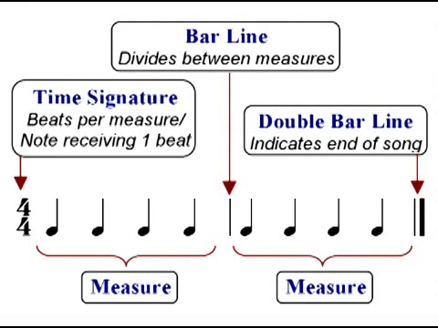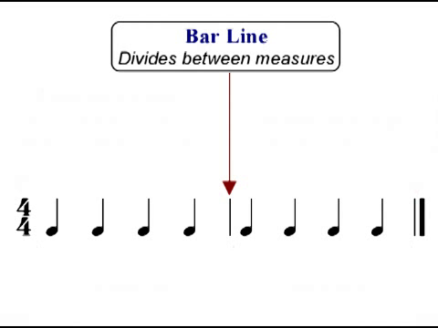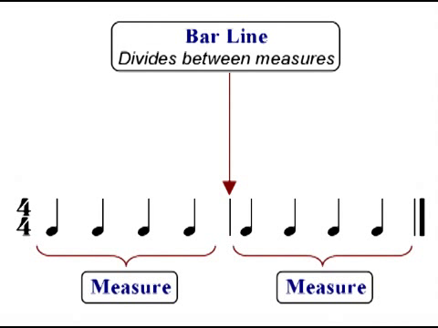Now, you may be wondering, what exactly is a measure? A measure is simply the notes that are contained between 2 bar lines. You'll notice that the next thing on our chart is a bar line. A bar line is simply a vertical line that goes through a staff to subdivide the music into different sections. And so a measure would be one of those sections.